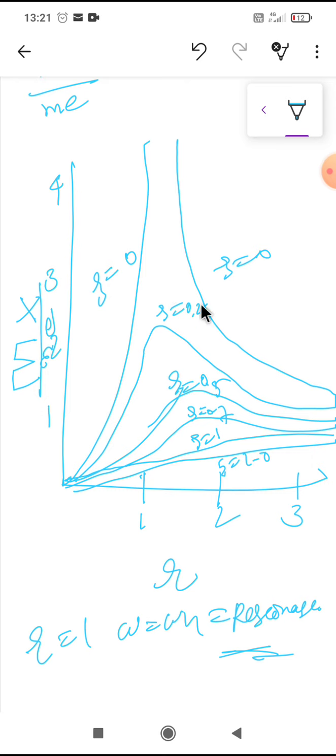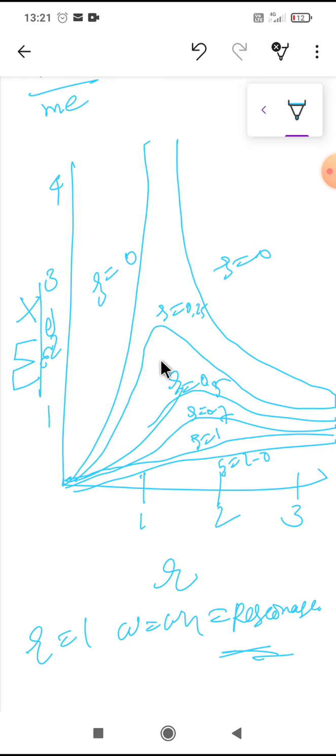And for different values of zeta, as you can see, when the damper becomes more and more effective, the amplitude reduces very fast. The more the resistance, the more the amplitude reduces, since damping is nothing but resistance. So this is the graph of the amplitude versus the frequency factor, or frequency ratio, that is omega by omega n.